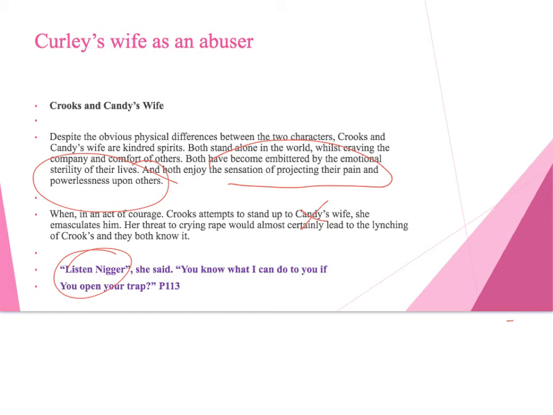The key thing is, none of this power is her own. It comes through the violence of what the men would do to Crooks if she were to open her mouth. So her power isn't her own. She has vicarious power. She gets power from other people, and that's another way that she's linked to her husband, because Curley has no power of his own. Curley's power comes from the fact that he is the boss's son and that he fights dirty.